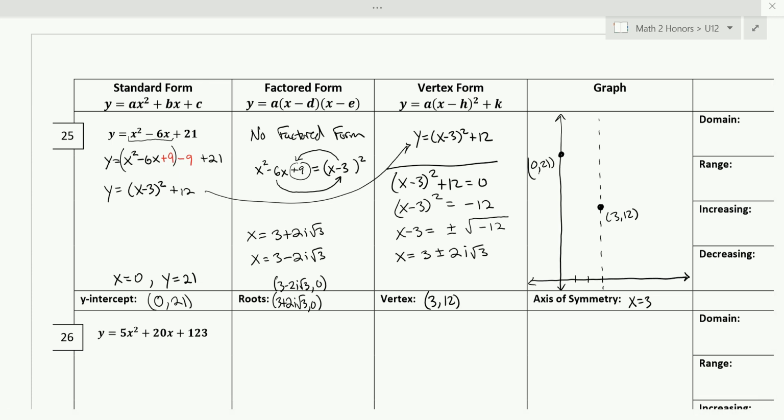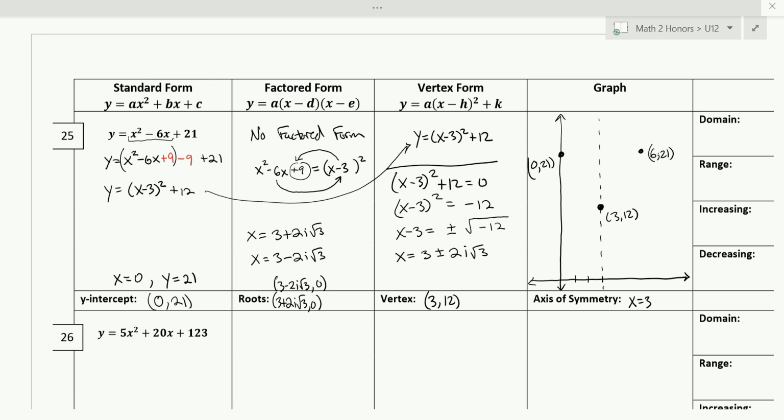So if we reflect (0, 21) across the axis of symmetry, what's going to be over here? (6, 21), good. And I want you to have 5 points when you're graphing. We only have 3. We need to come up with 2 more. So plug in something and keep it close to the center of your graph. So plugging in a 2 would be great, or a 1 would be great. Doesn't matter.